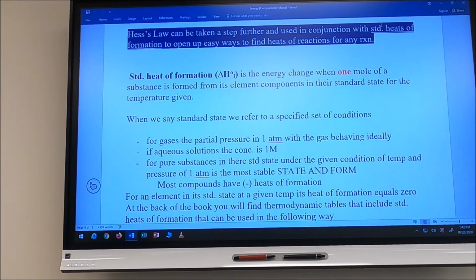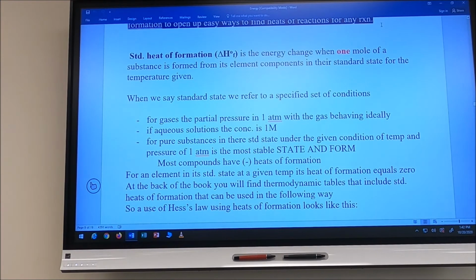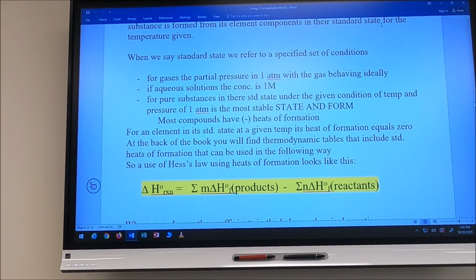The tables at the back of our book are all at 25 degrees C. So when we say standard state, we're referring to a specific set of conditions. For gases, the partial pressure is 1 atmosphere, and the gas behaves ideally. If it's an aqueous solution, the concentration is 1 molar. If it's a pure substance, it needs to be in its standard state under those conditions of temperature and 1 atmosphere in pressure, and it needs to be the most stable form.